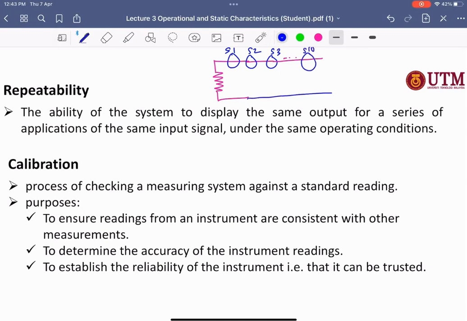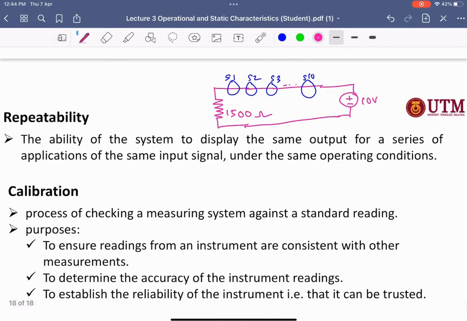What I do is I power up the power supply. I put it around 10 volts, and then this is the resistor, 1500 ohms. So this sensor will give you the output, and the output will be in terms of current I.